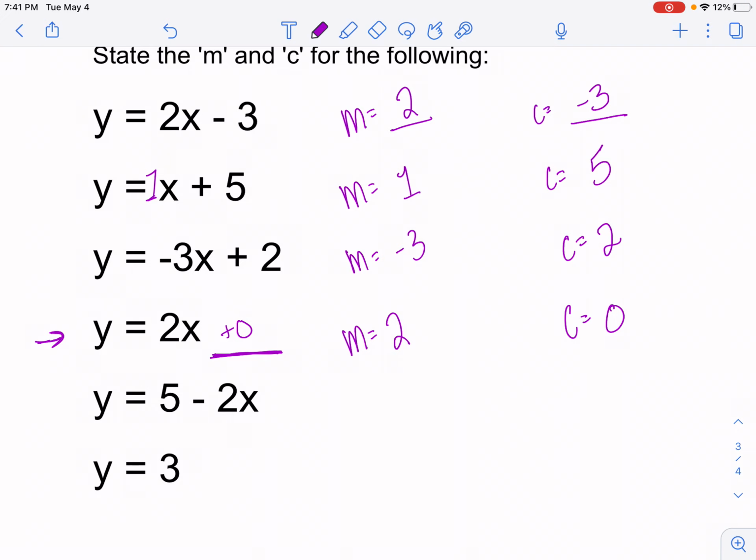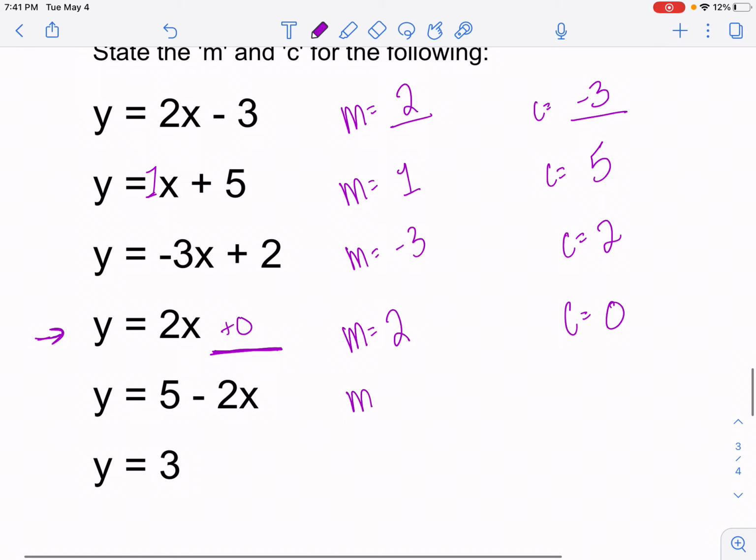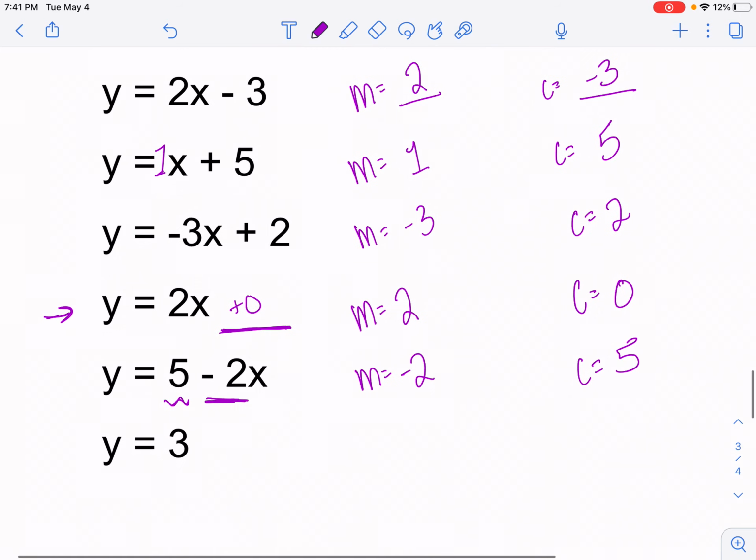All right, the next one, I move things around slightly. M equals -2. Okay, we're still looking at the coefficient on x, even if they kind of switch places slightly. And C, the constant term, is 5. And then the last one, real sneaky.